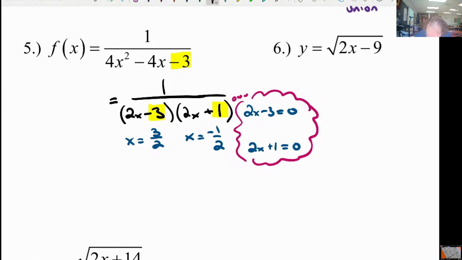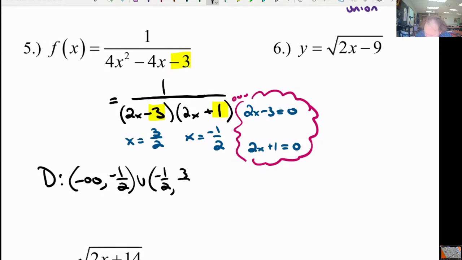So our domain in this problem is, again, all the numbers from negative infinity to negative 1/2, union together with the numbers from negative 1/2 to 3 over 2, union one more time with the numbers from 3 over 2 to infinity. This is a bulky way of saying all the numbers except for negative 1/2 and 3 over 2, but it does work.